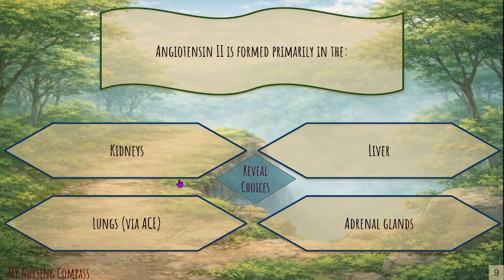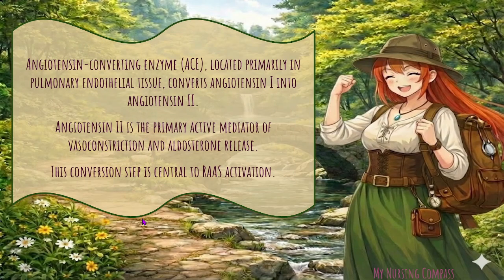If you said the lungs, you are correct. Angiotensin converting enzyme, located primarily in the pulmonary epithelial and endothelial tissues, converts angiotensin 1 into angiotensin 2. It is the primary active mediator of vasoconstriction and aldosterone release. This conversion step is central to RAAS activation.